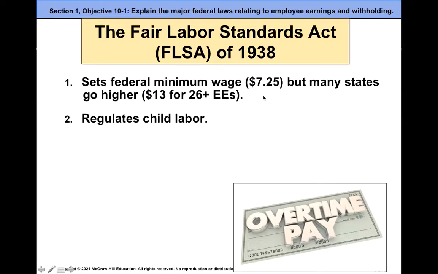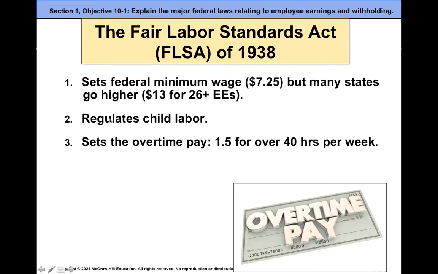The second provision is child labor. Child labor is, of course, legal in the United States, but this law limits the number of hours children can work during summer versus during the school year. It also restricts children from working with chemicals, alcohol, and so on and so forth.